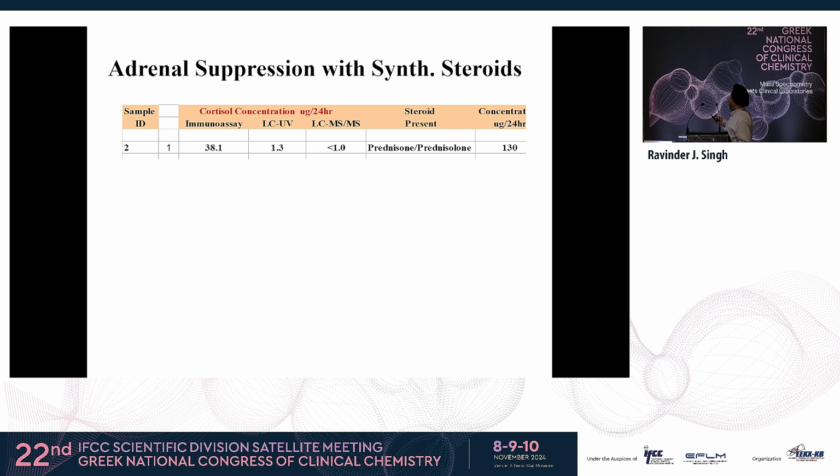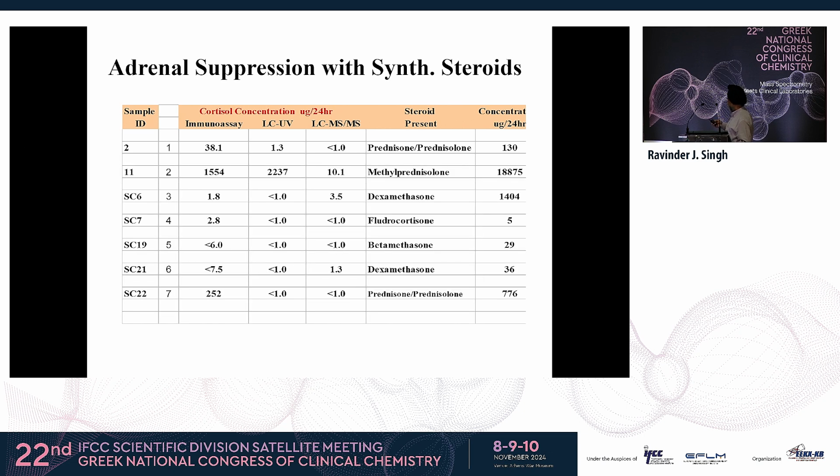Because the signal was present, the antibody in this assay was cross-reacting with this one, and the signal was coming from 130 microgram of it. And these are the other patients here. Methylprednisolone, when it was present at these concentrations, the cortisol value was high here. Even LC-UV ran into the problem here when we know that real cortisol was here.